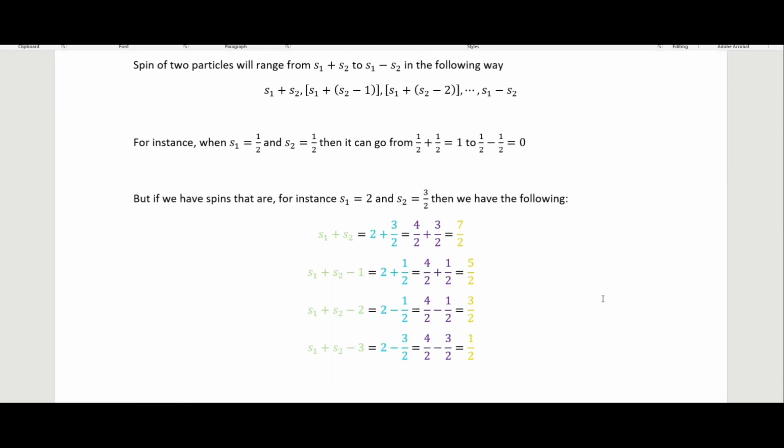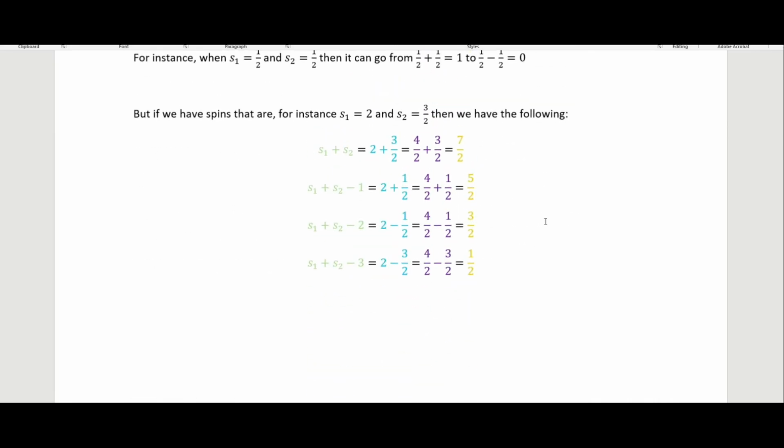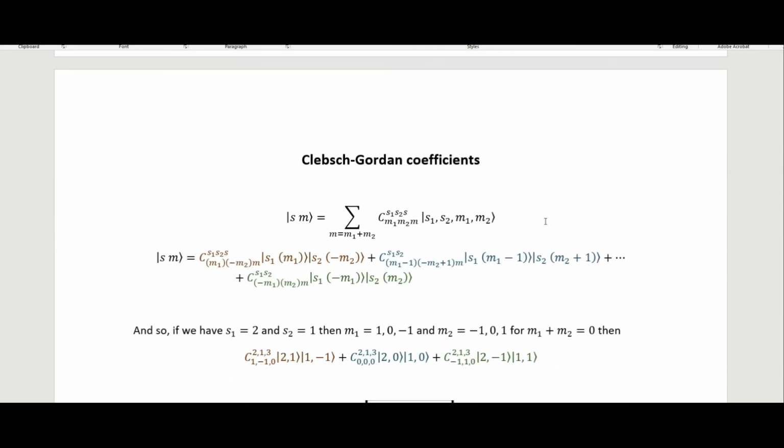So that's our spin. Or if we wanted to look at another example, if we have the spins S1 equals 2 and S2 equals 3/2, then we just do these calculations and we go from a total spin of 7/2 down to 5/2 down to 3/2 down to 1/2. So that is how the total spin of the two particle system works.